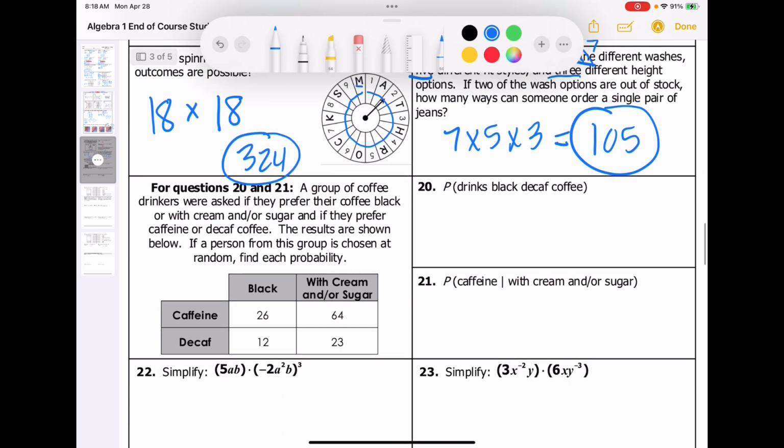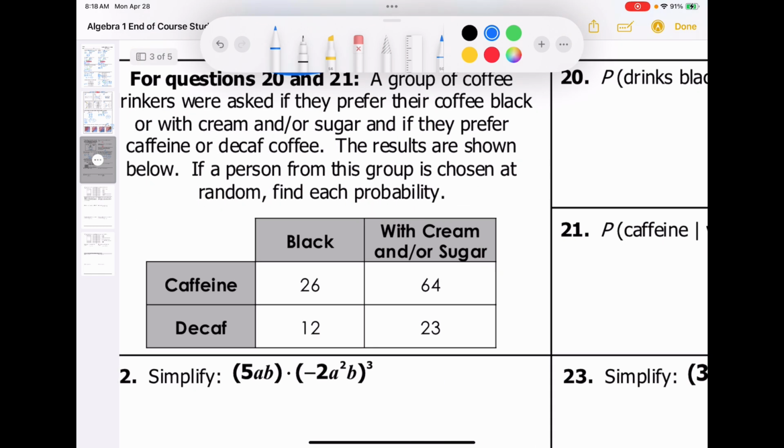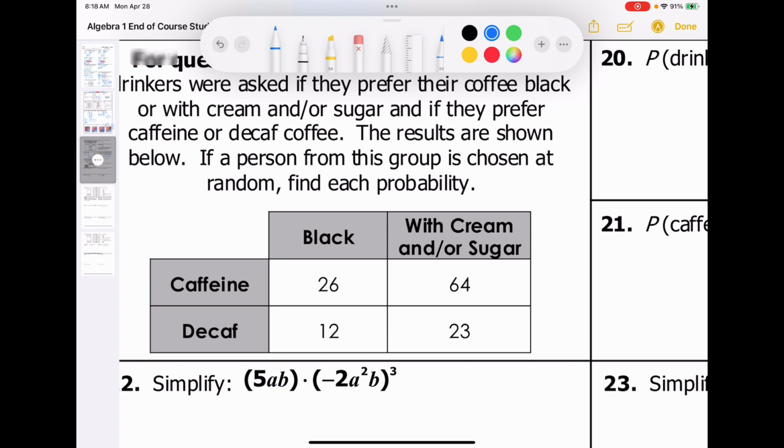All right, number 20, we have a 2-way table, and it says a group of coffee drinkers were asked if they prefer their coffee black or with cream and sugar, and if they prefer caffeine or decaf. The results are shown below. If a person from this group is chosen at random, find each probability. So remember, when you're doing a 2-way table, the first thing you want to do is go ahead and make your total column and row if it did not come with one, because that's going to help you out a lot when you're starting to do these problems.